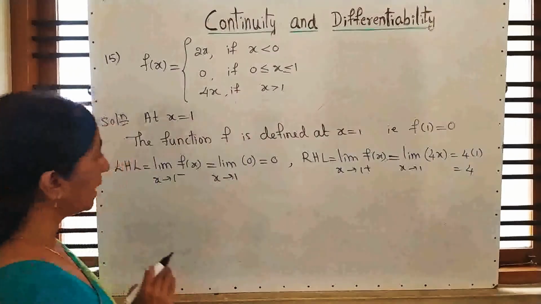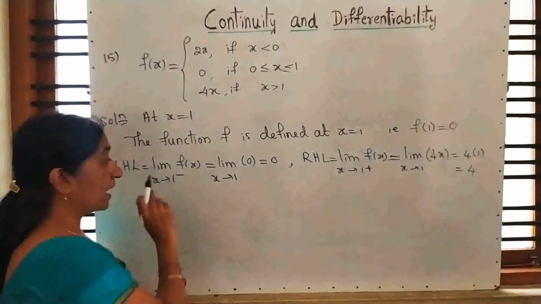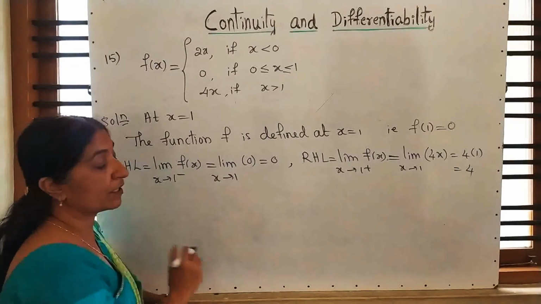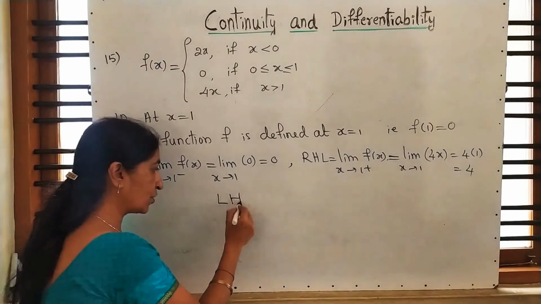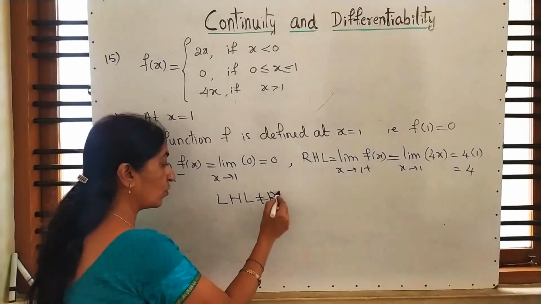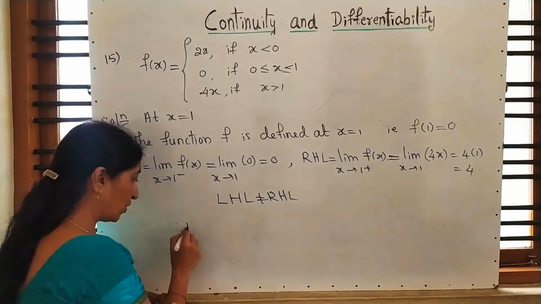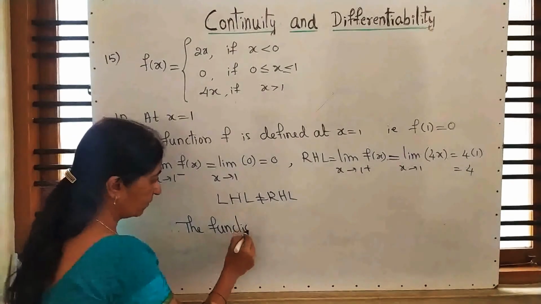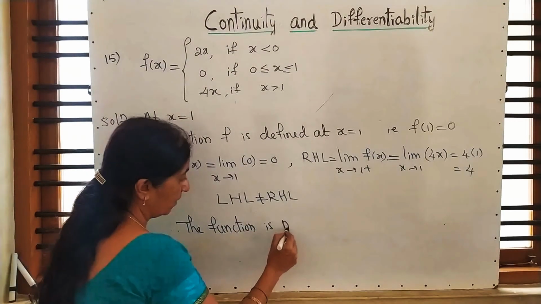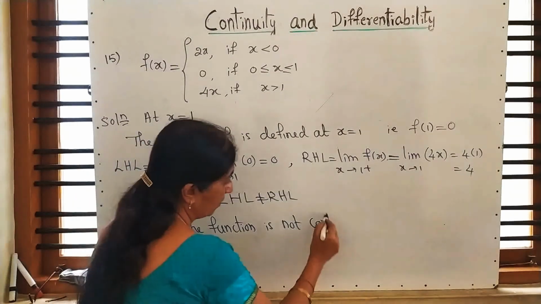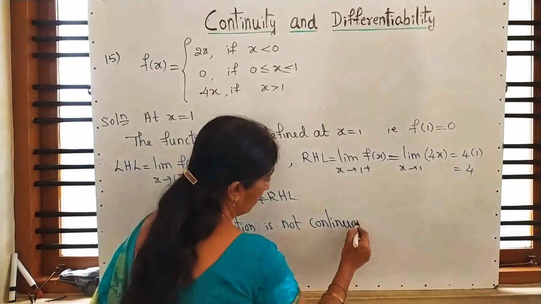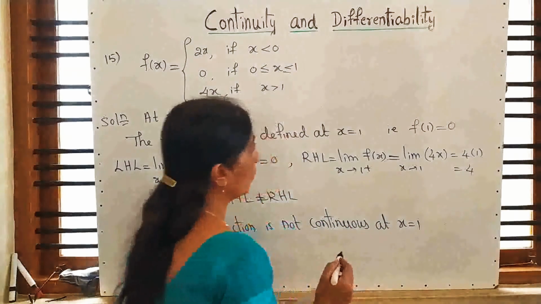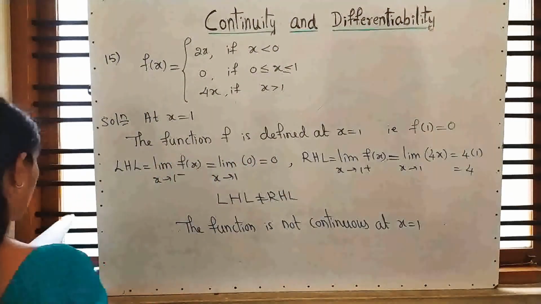See, what about the right hand limit and left hand limit? The left hand limit is 0 and the right hand limit is 4. LHL is not equal to RHL, therefore the function is not continuous at x is equal to 1. Correct? I know that the students also got the same answer.